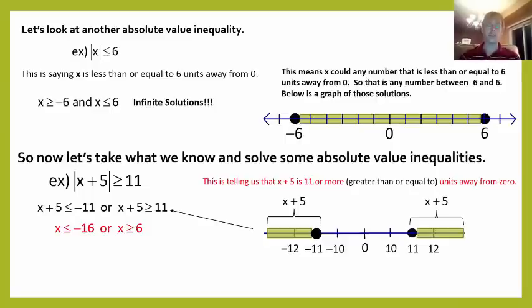So when I solve each of these, I subtract 5 from each side, and I'm going to get x is less than or equal to -16, or x is greater than or equal to +6. And then I graph those solutions down below there, just like we did with our compound inequalities and single variable inequalities.